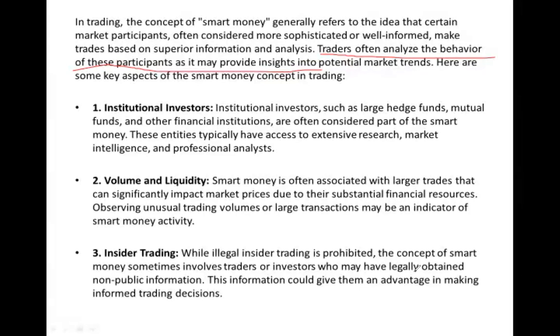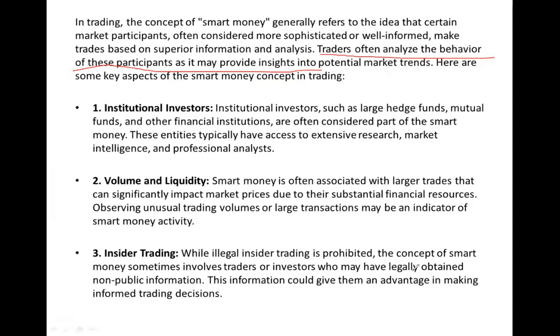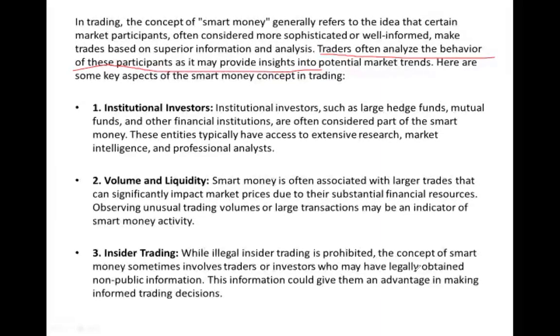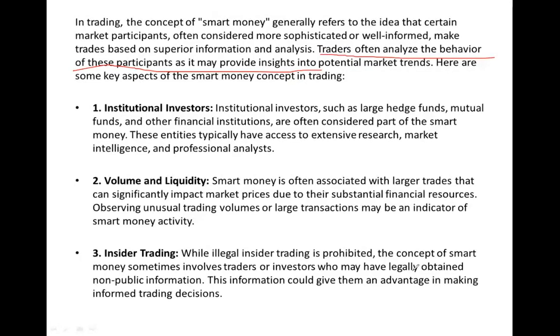They have already obtained some non-public information, and this information can give them an advantage in making informed trade decisions. That is why you always see a big, large bearish candle or a big, large bullish candle in the market, because they already know where the market is going. It's just like they have already seen the future of the market.